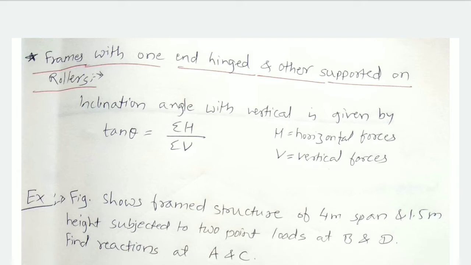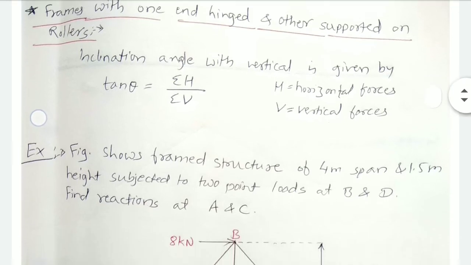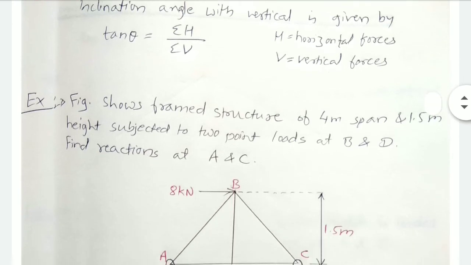We know that if one support is a roller, then the hinge support has an inclination with the vertical. So the inclination angle is given by tan theta is equal to summation of horizontal forces divided by summation of vertical forces. This formula we will record in the upcoming numerical. So let's see the numerical.